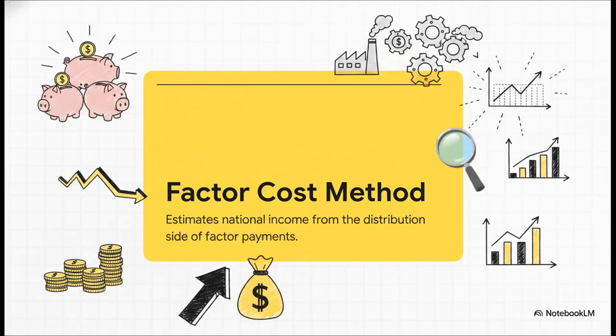Right, which brings us to the technical definition from our source material. The income method is also formally known as the factor cost method. Basically, this method estimates national income from the distribution side of factor payments. The absolutely crucial point here is this. Every single piece of value created in an economy ultimately becomes someone's income. By adding up all those individual incomes, boom, we arrive at the total national income.